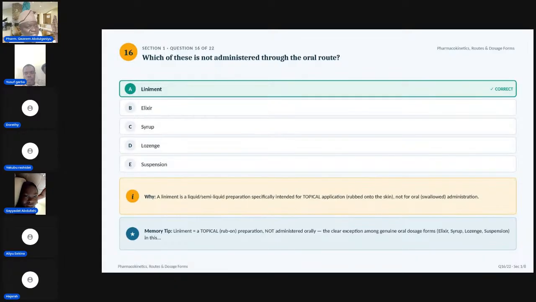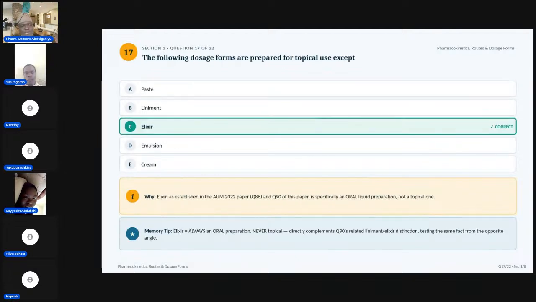So the person is still using your options, but he's saying all of the following are administered through the oral route, except. Once you put except, you are looking for, okay, all of them are correct except this one, and that's all. So the next question says the following dosage forms are prepared for topical use except. So the person has brought the idea now, like this is even the next question coming now.